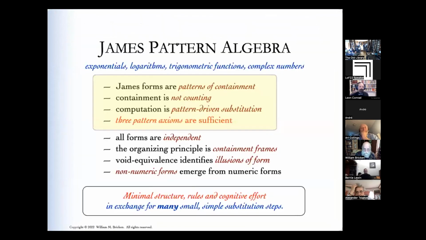Now I have to address computation and all the mathematical operations, and that's James algebra. James algebra uses distinctions and patterns of containment instead of numbers and operations. There are 3 pattern axioms, and that's all you need for everything that most people learn about math. The 2 systems are compatible. Unit ensembles handle magnitude. James algebra handles the computation.